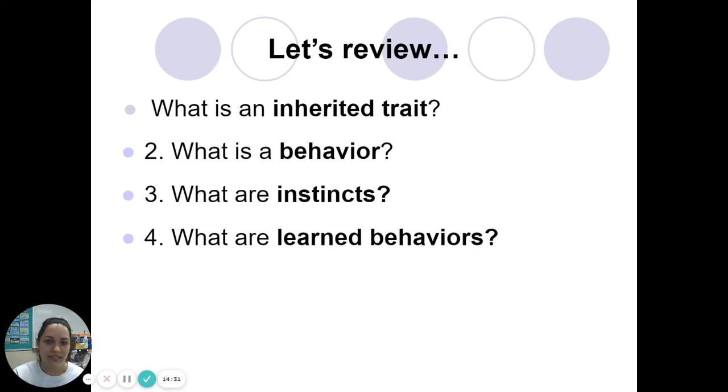All right, so as a review, what was an inherited trait? Try to think about it. If you don't remember, go back to the PowerPoint. What's a behavior? What's an instinct? And what are learned behaviors? All right, you guys, go ahead and try completing the assignment for today.